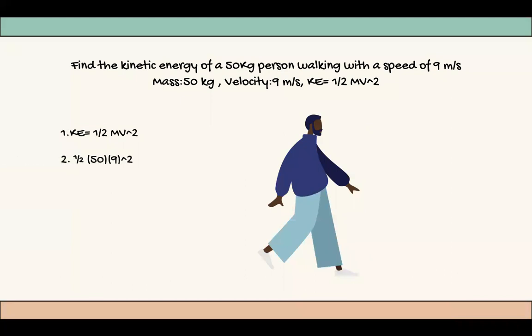So simply replace the numbers. So it will be equal to half times 50 multiplied by 9 squared, which will give us 2025 joules. So the kinetic energy of this person is 2025 joules.